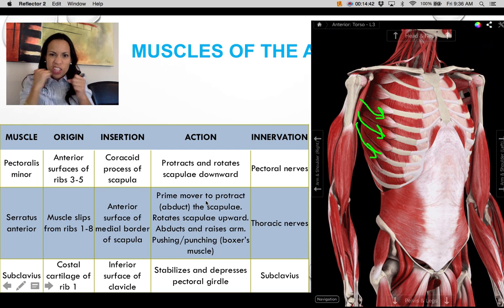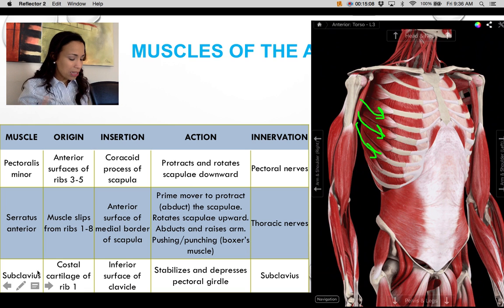That's why we call this muscle the puncher, or the boxer's muscle, because of those movements. Raise or upward rotation of the scapula and protraction of the scapula. Those are the movements that you do when you're punching somebody. Innervation: thoracic nerves.